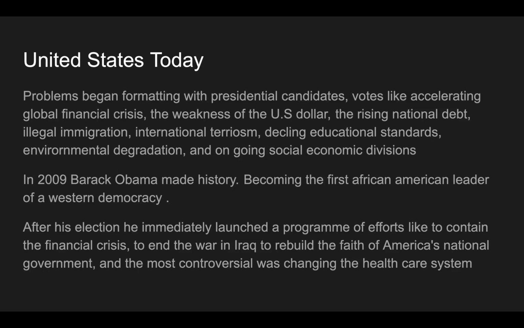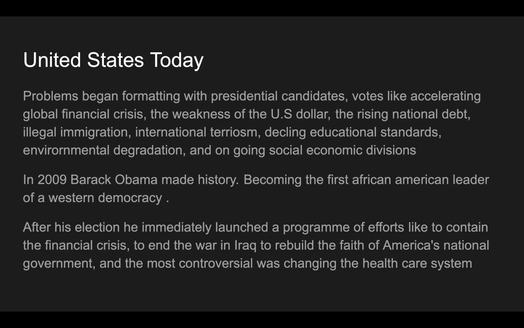Actually, for the United States today, problems begin with presidential candidates and votes, like the accelerating global financial crisis, the weakness of the U.S. dollar, the rising national debt, illegal immigration, international terrorism, declining educational standards, environmental degradation, and ongoing social and economic divisions.